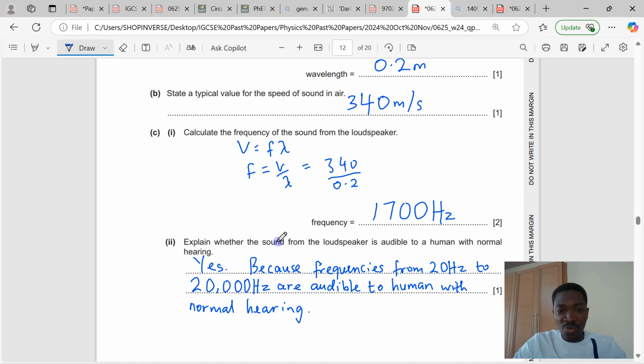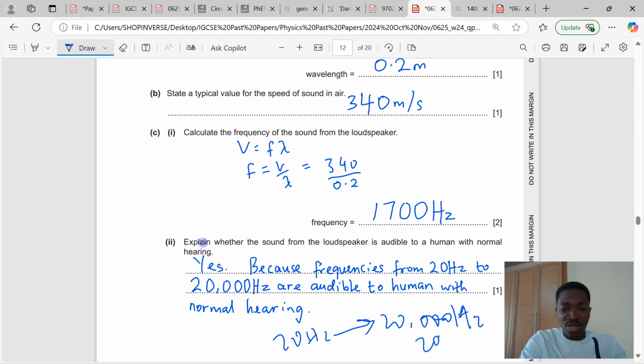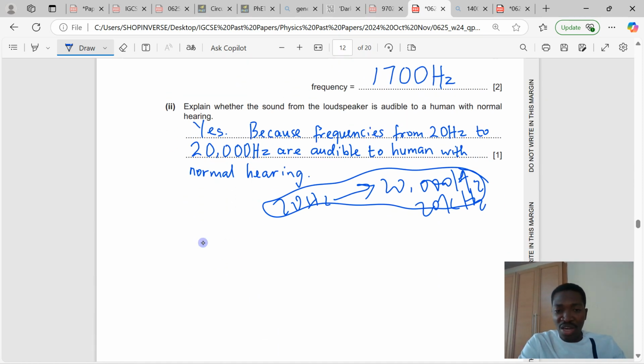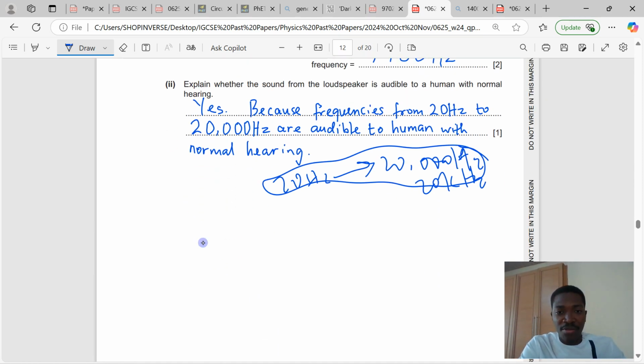The last one, explain whether the sound from the loudspeaker is audible to a human with normal hearing. Yes, 1700 hertz is audible because humans can hear 20 hertz to 20,000 hertz, or you call it 20 kilohertz. Any frequency within this range can be heard by humans. Frequency outside this range cannot be heard by humans with normal hearing.